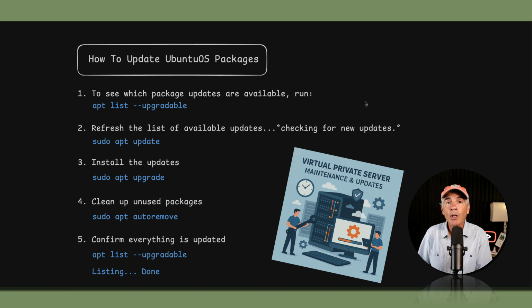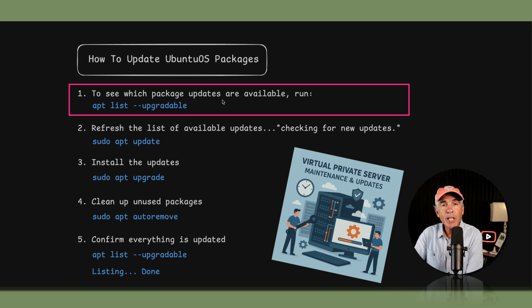This is the order of operations that I'm going to walk you through in this tutorial on how to update your VPS Ubuntu operating system packages. So this is the cheat sheet that I use whenever I want to update my Hostinger VPS operating system packages. First, you see which packages are available to update on your operating system. So you run this upgradable command.